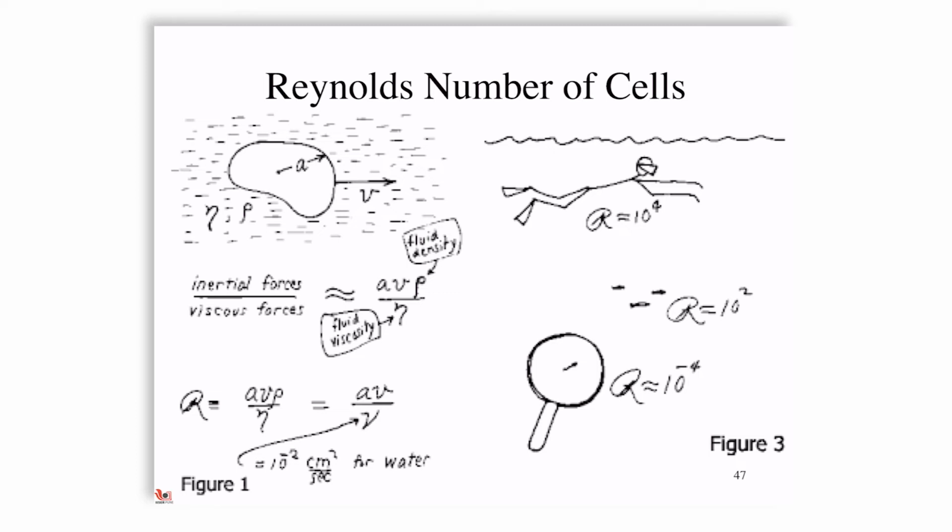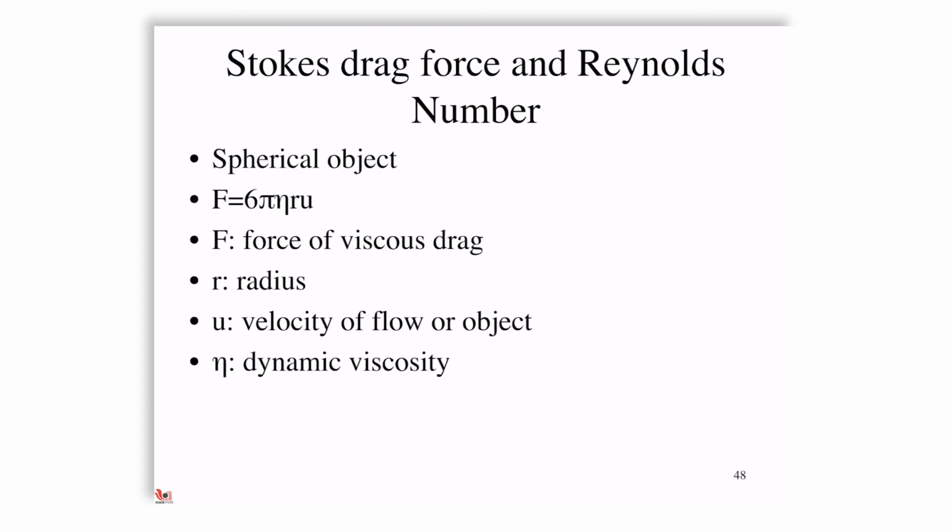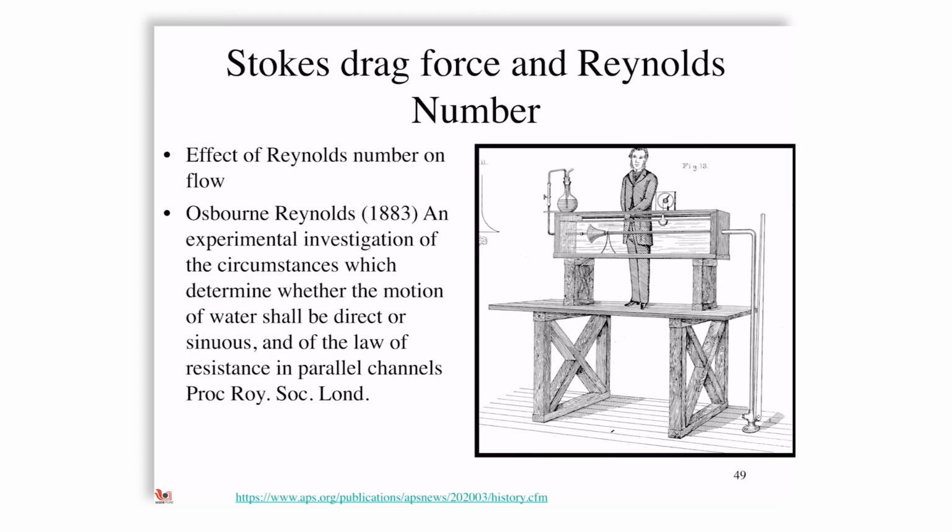So humans of meter scale, 10,000 value of Reynolds number, and for bacteria, 1 by 10,000. Yeah? You could say 8 orders of magnitude difference. Just to remind you that the Stokes drag force and Reynolds number are related to each other, and we had gone over the Stokes drag force for a spherical object, with F being force of viscous drag, R being radius, U being velocity, and eta being dynamic viscosity.